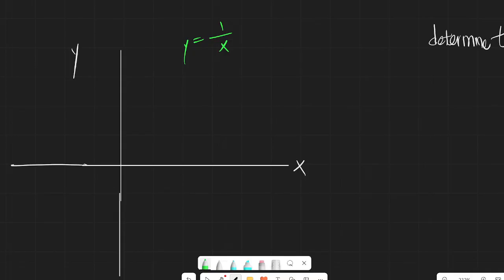We already know there's going to be a problem at x equals 0, right? We can't do that. So let's not choose 0 first. Let's choose 1, and let's choose 2 and 3. And let's also do that in the negative direction as well.